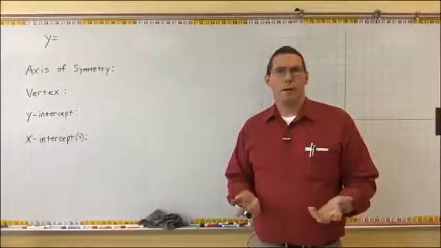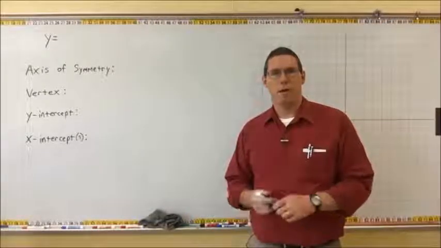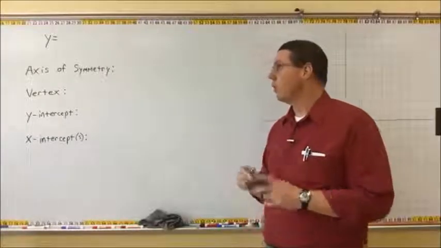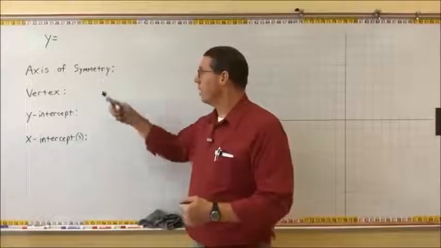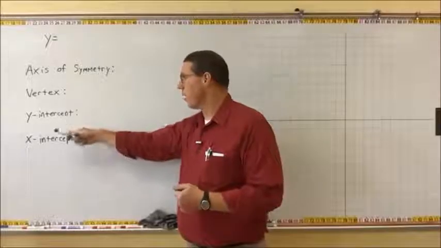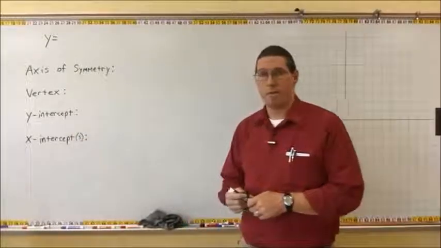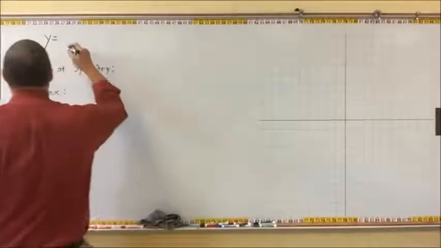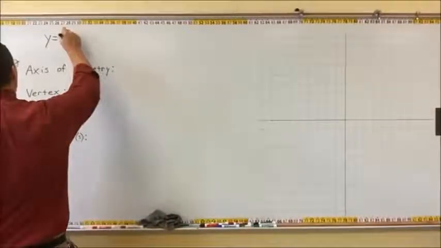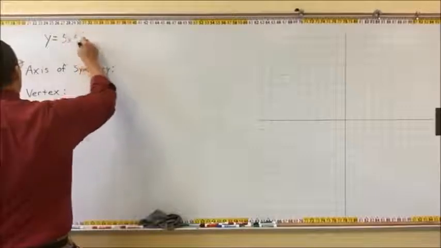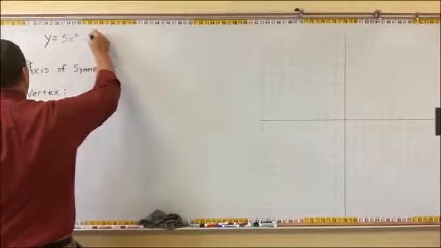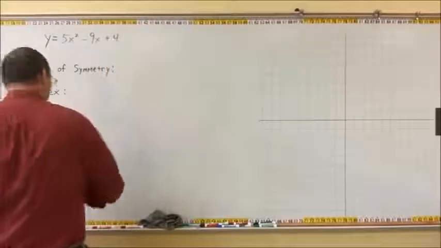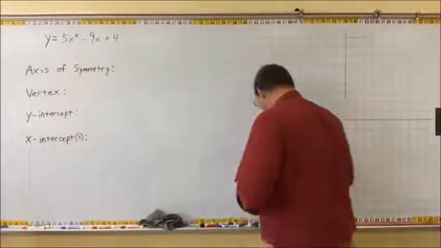Okay, what I want to do now is give you a few examples of quadratic functions, and I want you to try and identify the axis of symmetry, the vertex, the Y-intercept, and the X-intercepts. Okay, so I'm just going to arbitrarily make something up here. Let's say that it is 5x squared minus 9x plus 4. Okay, we'll see how this turns out.